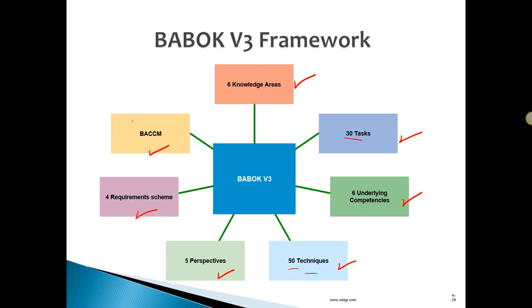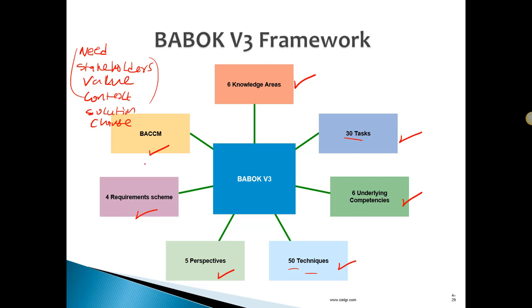Remember, we just finished talking about the business analysis core concept model, which is of course made up of what we refer to as the need. And then aside from the need, we have stakeholders, then we have value, and then we have context, then we have solution, as well as change. So these are the various components of the business analysis core concept model which we have earlier discussed. So in a nutshell, this particular mind map gives you an overview of everything that is contained within the BABOK guide, and these are the things we're going to be looking at in the course of this very training.